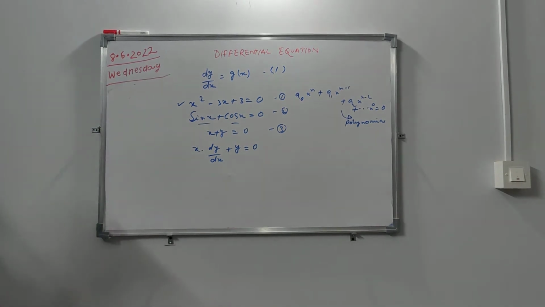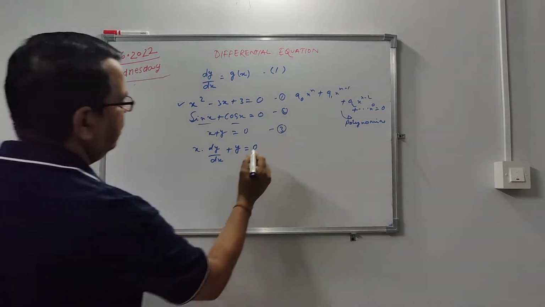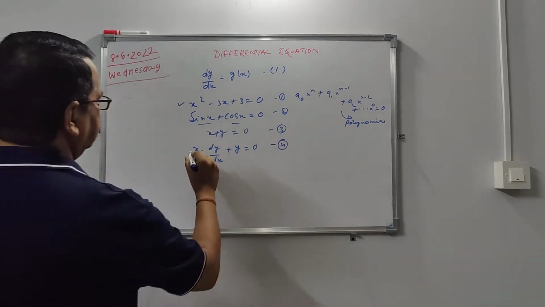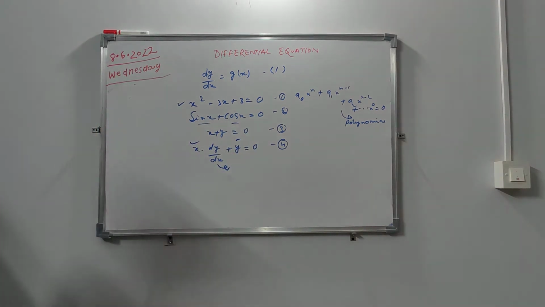What is this telling? Equations 1, 2, 3 involve independent and dependent variables only. But equation 4 involves a variable as well as the derivative of the dependent variable. Such an equation is called a differential equation.